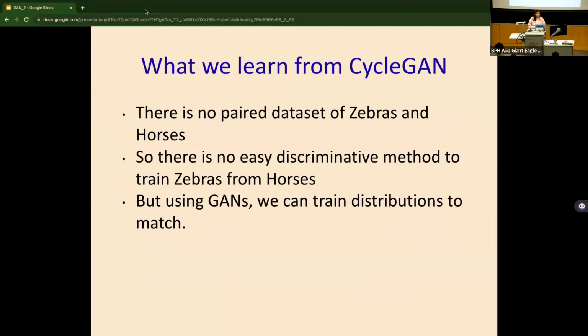So what do we learn from CycleGAN? We do not have any paired dataset of zebras and horses, right? Or converted images, like a zebra converted to a horse, or a horse converted to a zebra. We do not have these paired images or datasets. So there is no easy discriminative method to train zebras from horses, but we are still able to do this via GANs. So we can train distributions to match, and this is done via CycleGAN.